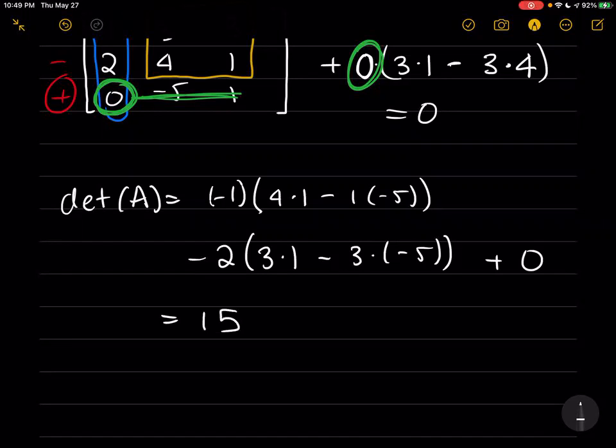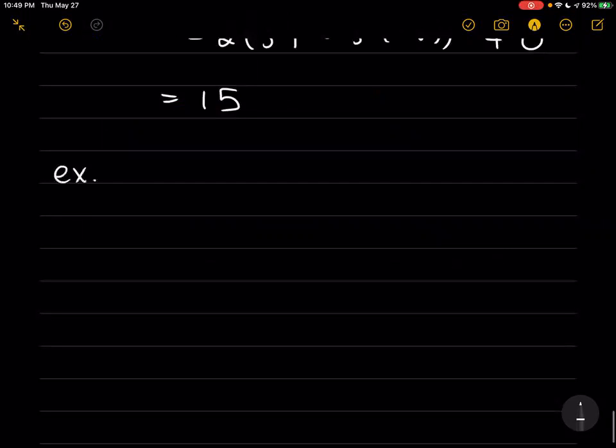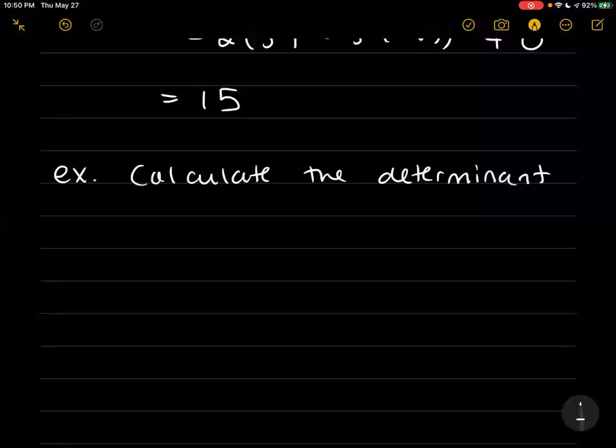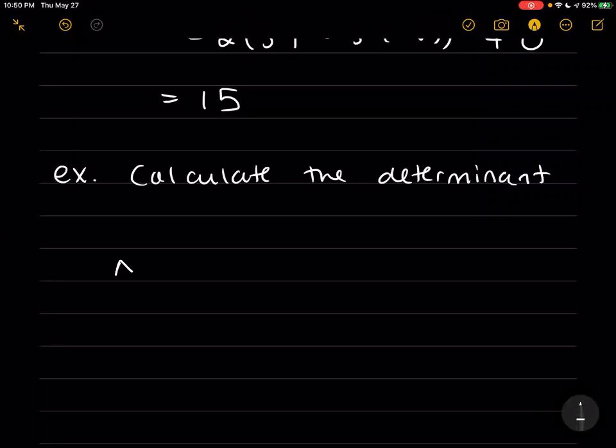Okay, cool. Let's do one more example because this stuff can be kind of hairy. Let's take a look at when we don't pick the first row or the first column for whatever reason. So let's say we want to calculate the determinant. And let's say that our A is 3, 4, 1, 3, 0, 0, and then 2, negative 1, negative 1.